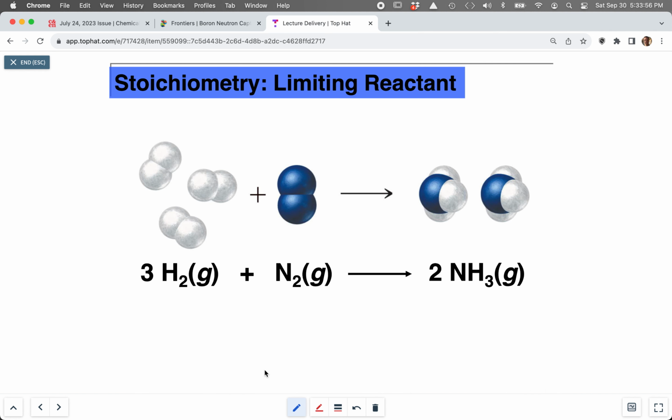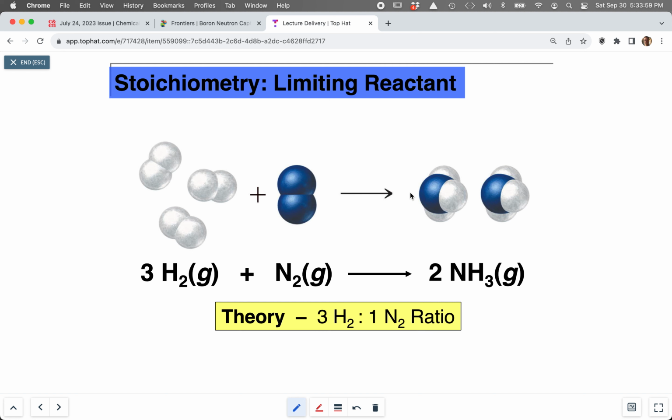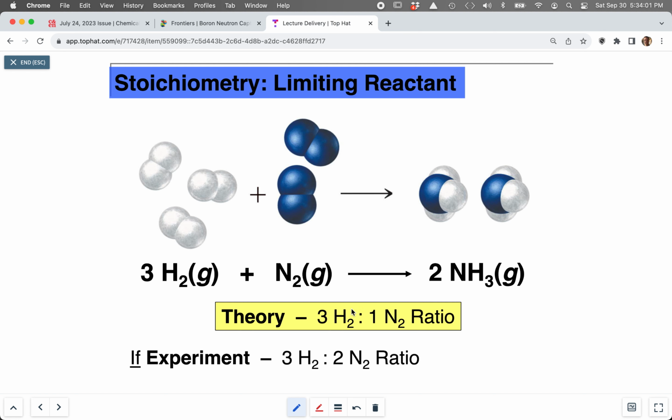Let's examine this again, but this time we're going to add extra nitrogen. So again, here's our recipe for making things. And now in our experiment, we have a 3 to 2 number ratio of hydrogen to nitrogen. Well, that's going to mean if you take 3 divided by 2, that's the same thing as 1.5 to 1. Okay? So 3 divided by 2 is 1.5, so this means the same thing.